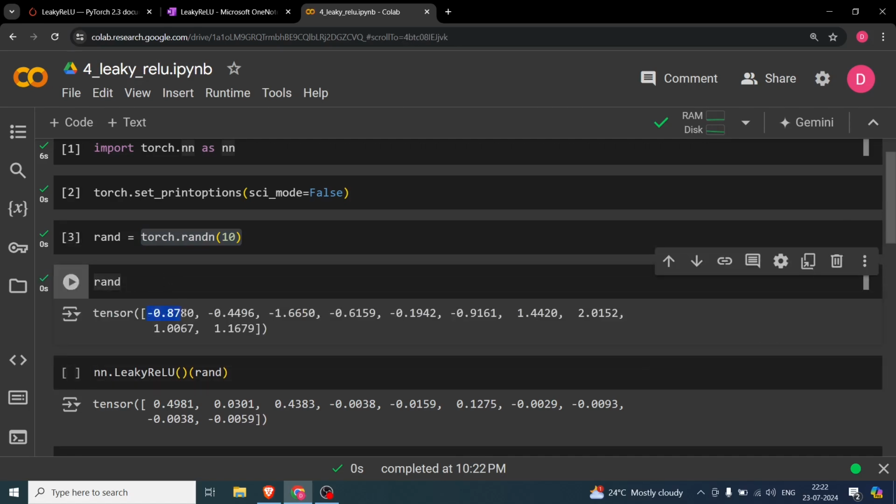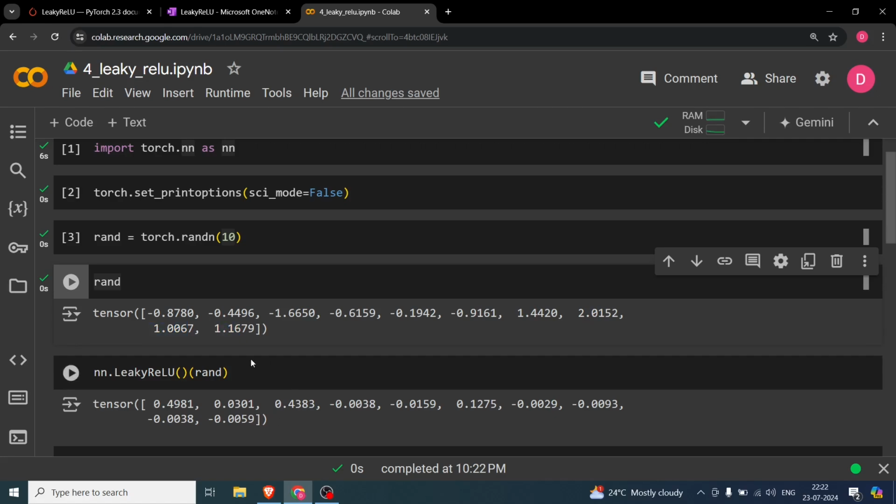So you can see random values have been generated. There are totally 10 numbers because we had specified 10 over here. As you can see, there are some negative numbers over here, mostly negative. But there are also positive numbers over here. You can see there is a positive number, there is a positive number, and these four are positive numbers.